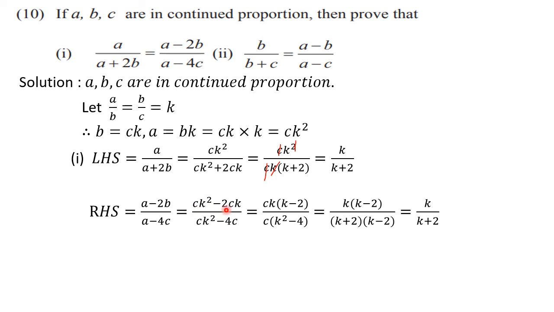Now observe what is common in these two. We can say that here CK is common. C you can see is the same in both the terms, and also K is present. So CK is common, and then you are left with K minus 2 here. And in the denominator C is common, and inside the bracket you will get K square minus 4.